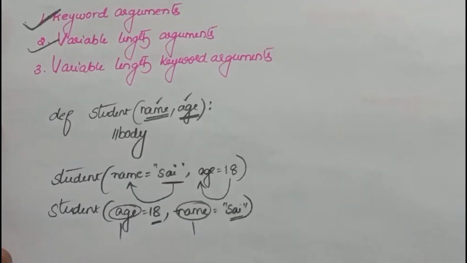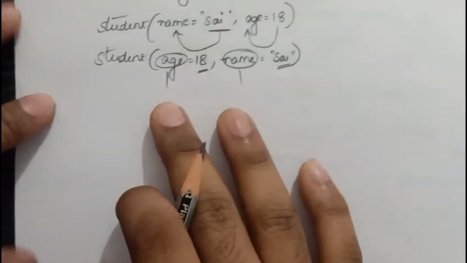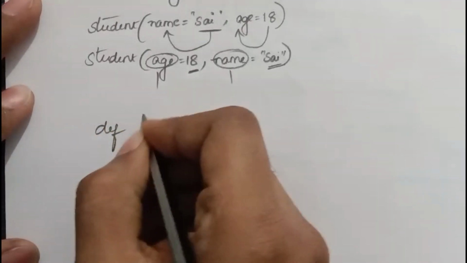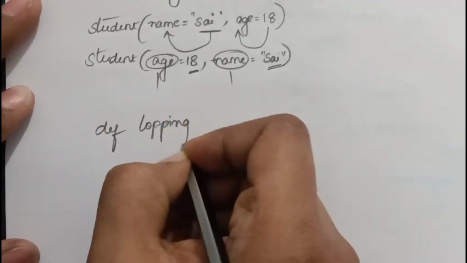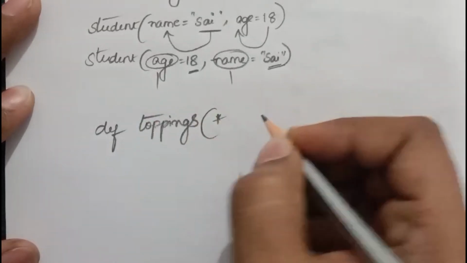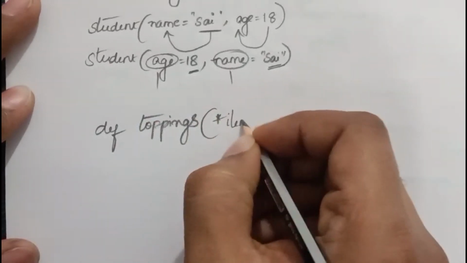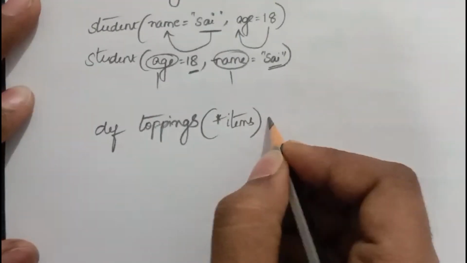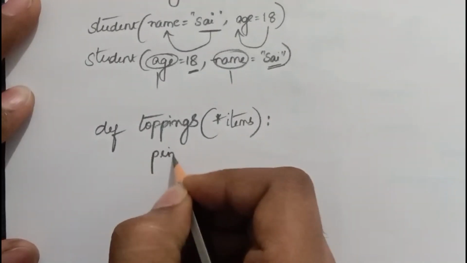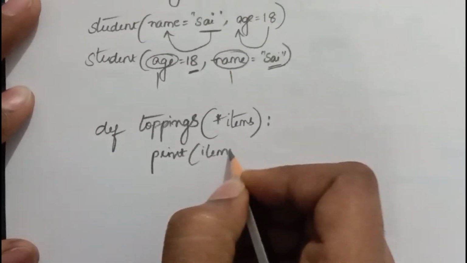In such cases, when a function has to deal with multiple inputs, these variable length arguments help us. Python provides variable length arguments using star. Let's define one function, def toppings, and the values which you pass will get stored in the variable items. Let's print the value of items.